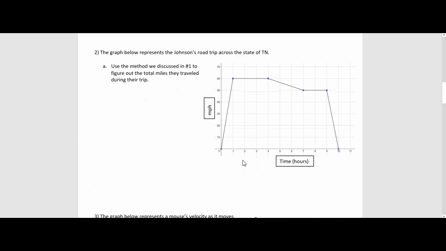So here we have another velocity time graph. It says the graph below represents the Johnsons' road trip across the state of Tennessee. So using the method we used in part B for number 1, can we figure out the total amount of miles they traveled during their trip? So again, sort of a different example because it's not a constant velocity the entire time, but see if you could figure out how to maybe break this down to figure out the total amount of miles they traveled.